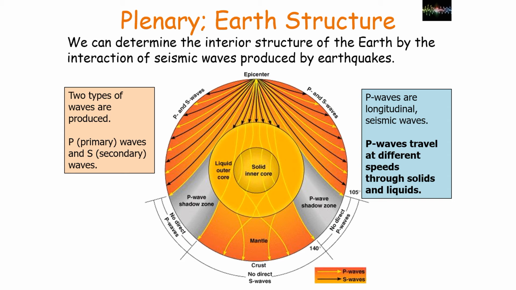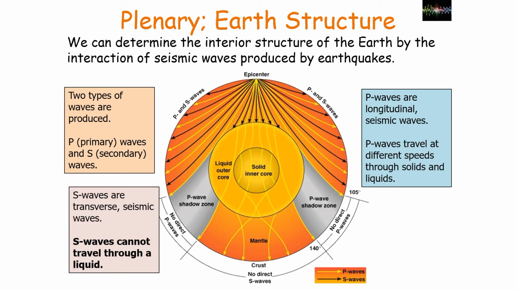Now, the P waves travel at different speeds through solids and liquids. Now, S waves, the secondary waves, are produced after the P waves, and they are transverse seismic waves. Now, it's important to note that S waves cannot travel through a liquid.